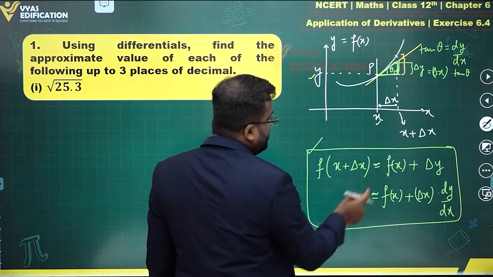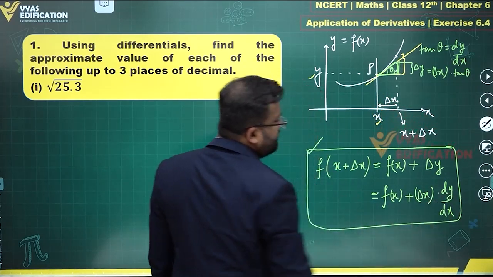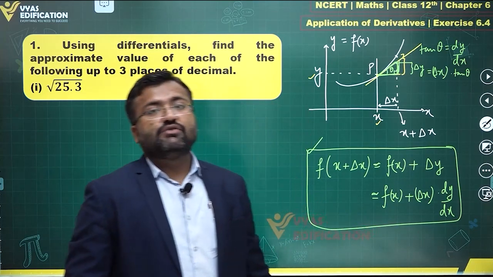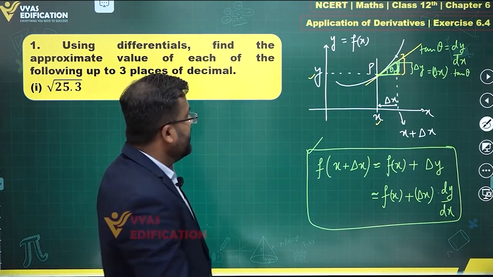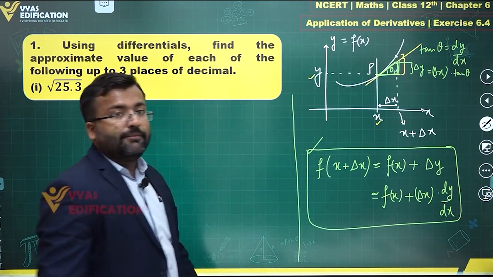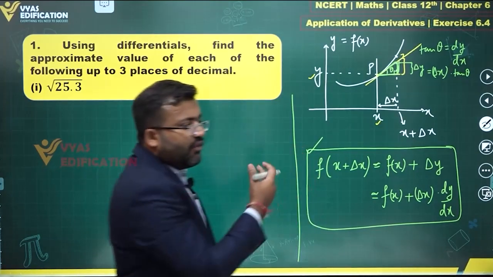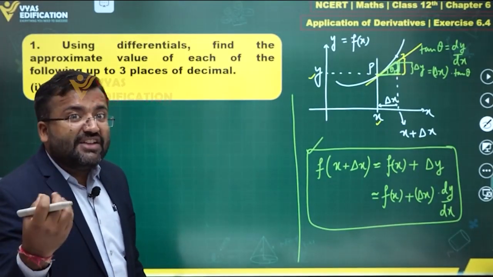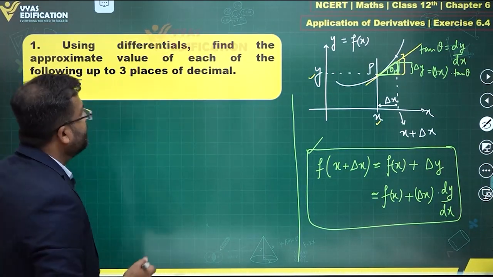Yes, f of x plus delta x becomes approximately equal to f of x plus something, and that something is delta x times dy by dx. The change in x times the derivative is what I get. That derivative is nothing but tan theta, right? Simple concept of trigonometry is used in this question. Once you are clear with this idea, then in such questions where we want to approximate using differentials, the important thing is to identify the function first of all, and then the increment.